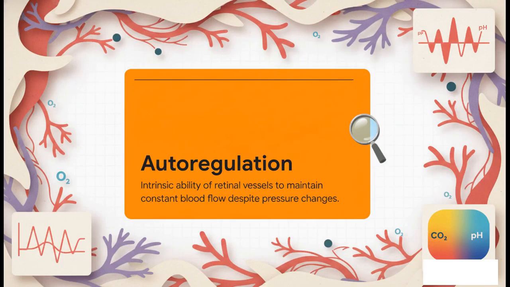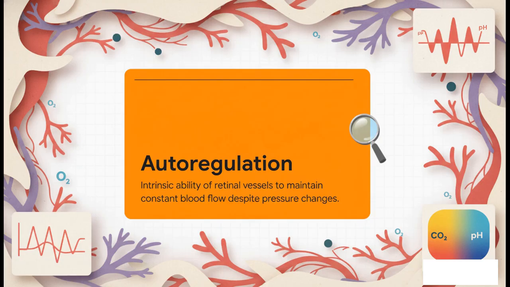Now, to protect this super delicate inner system from the wild, everyday swings of your systemic blood pressure, the retinal vessels use something called autoregulation. And this is fascinating. Unlike most other blood vessels in your body, once these enter the eye, they aren't controlled by your autonomic nervous system anymore. Instead, they dynamically dilate and constrict based purely on local metabolic factors like tissue oxygen levels and pH.